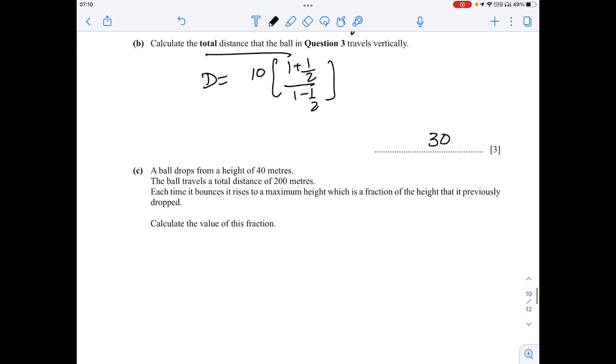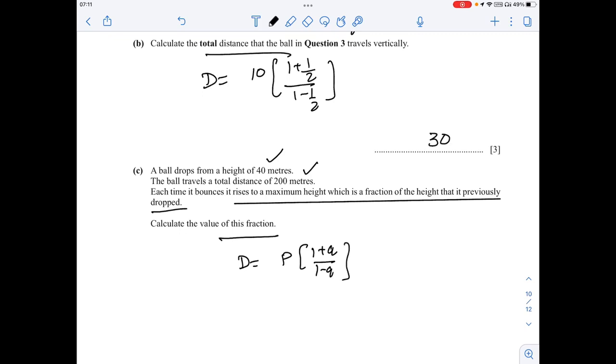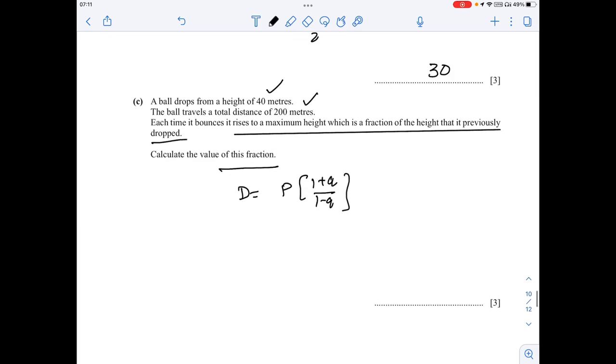A ball drops from a height of 40 meters. The ball travels a total distance of 200. Each time it rises to a maximum height, which is a fraction of the height previously dropped. Calculate this fraction. We know the formula d equals p times (1 plus q) upon (1 minus q). So d equals how much? The total distance it has traveled is 200, and it is dropping from 40.